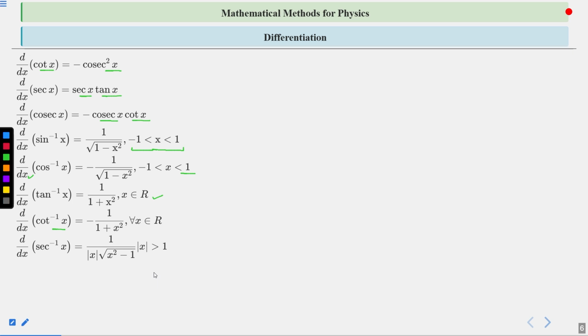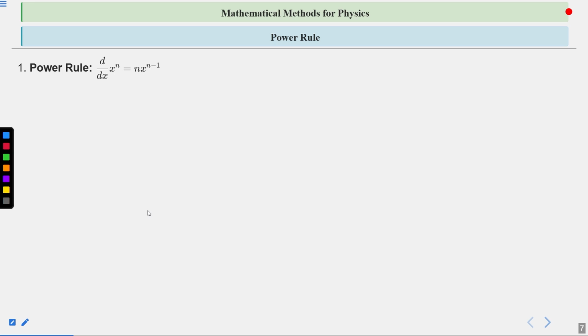So these are the differentiation formulas. Differentiation of cosec inverse x is what? It will be minus 1 upon mod of x under root x square minus 1, where mod of x is greater than 1. Power rule.